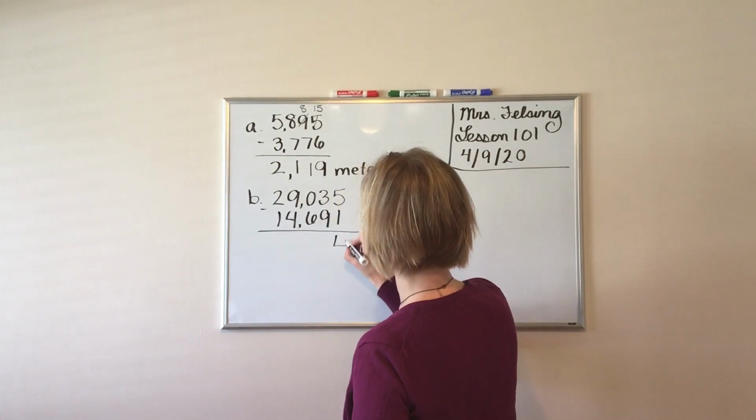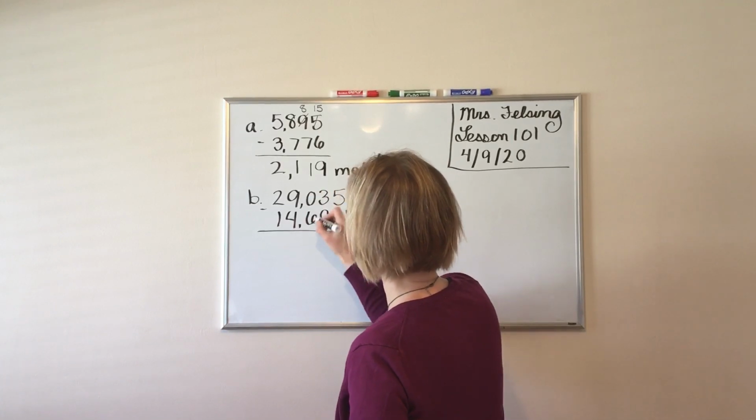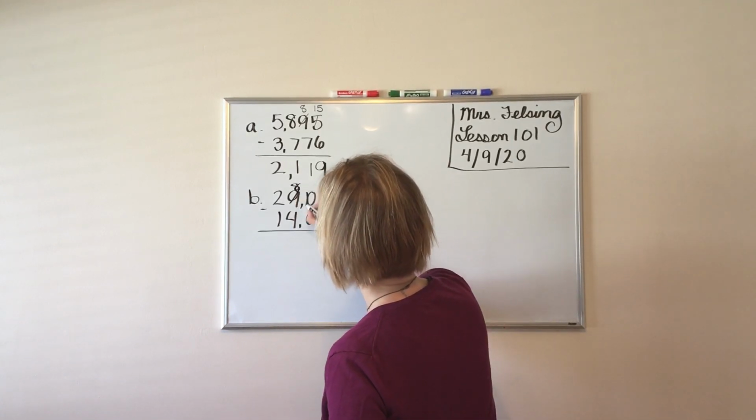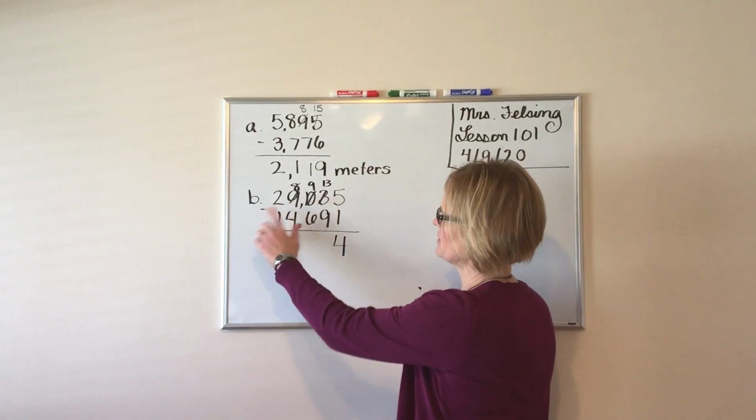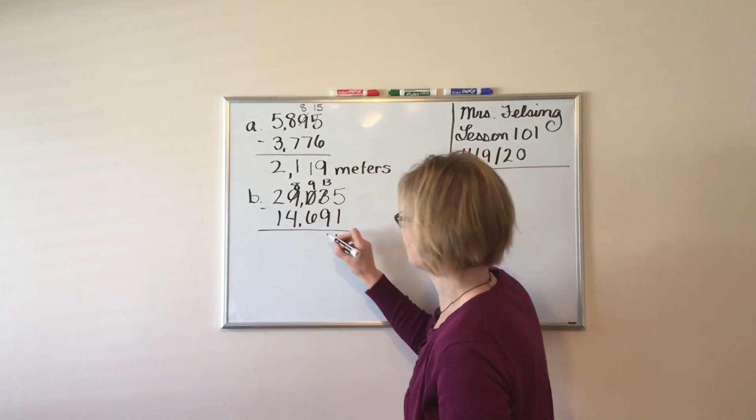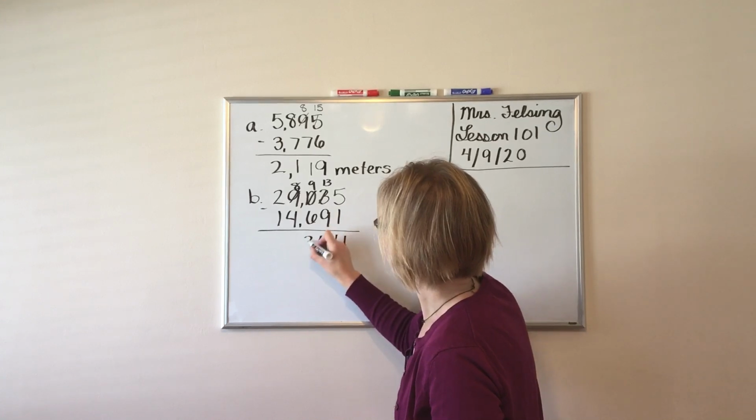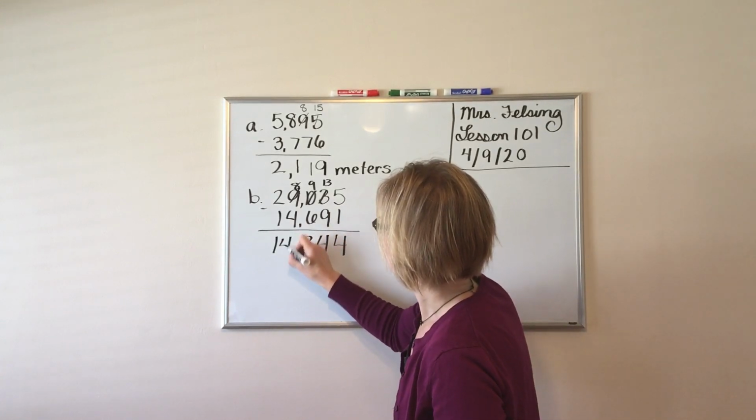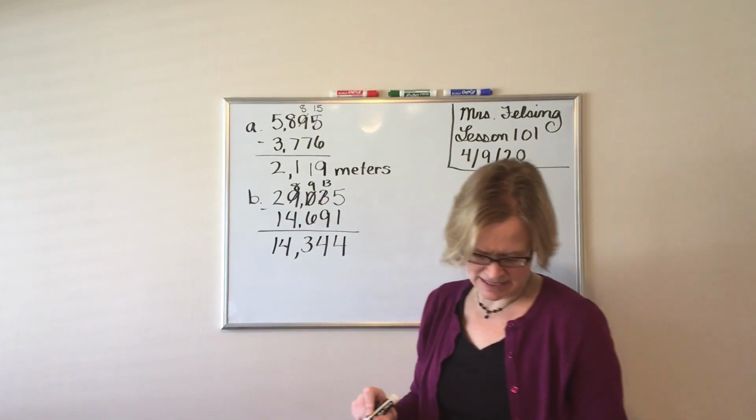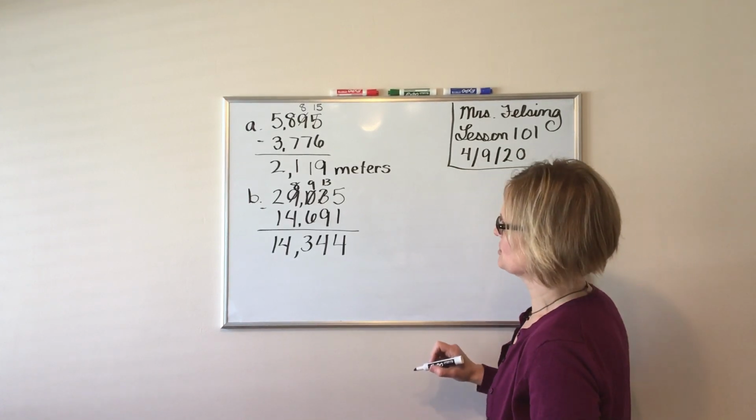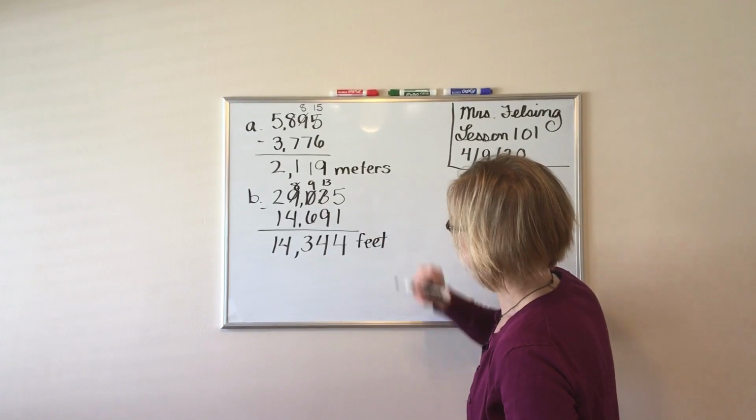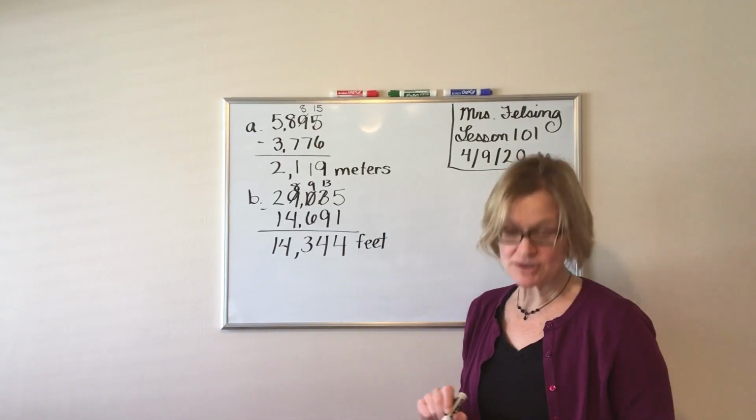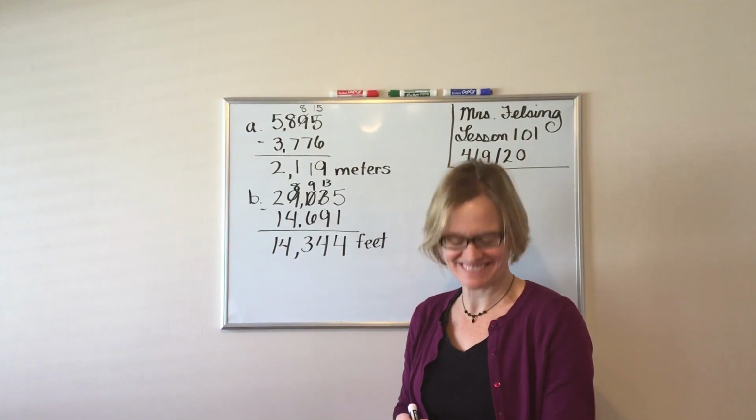5 minus 1 is 4. 3 minus, I can't do that. So I had to go down. So 13 minus 9 is 4. 3. So I got 14,344 feet. All right, so now we go on to letter C.